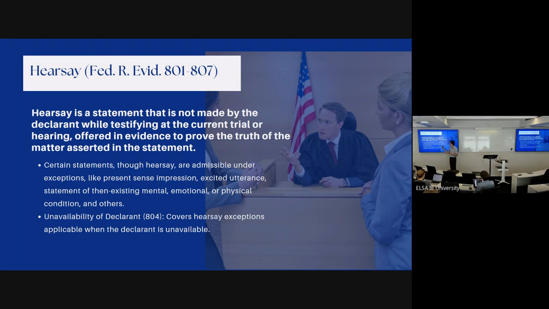Also, statements of then-existing mental, emotional, or physical conditions. They can also testify to people that they saw. So a doctor could testify about their patient, saying, I noticed he was sweating and shaking and he was warm or whatever. Even though the person's not there testifying, the doctor can testify to what he observed.